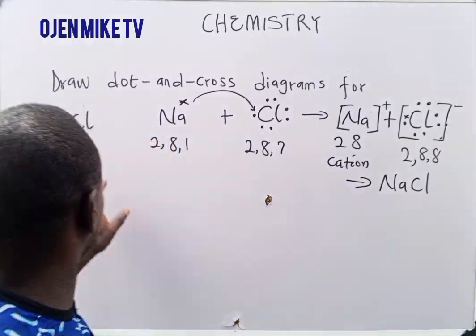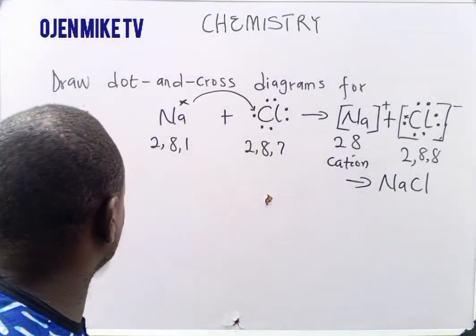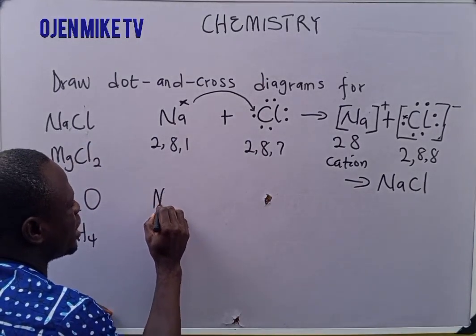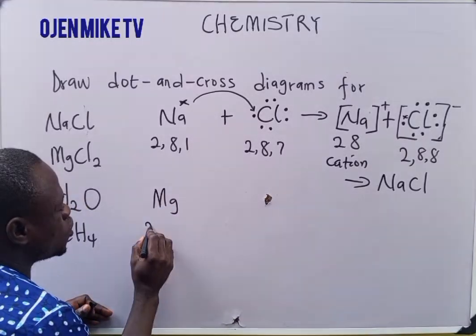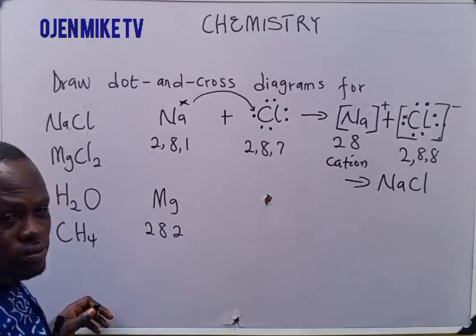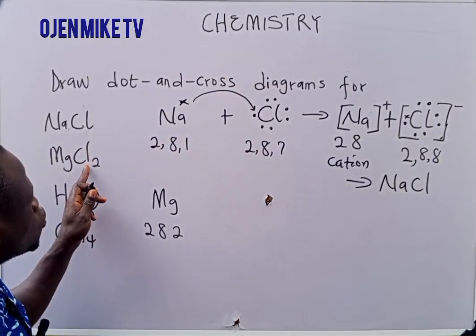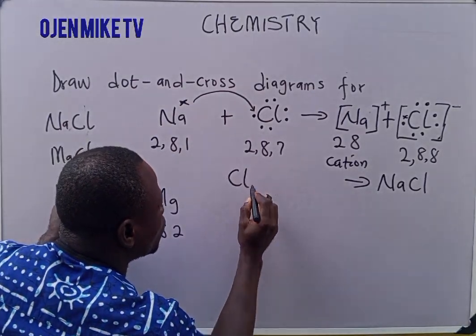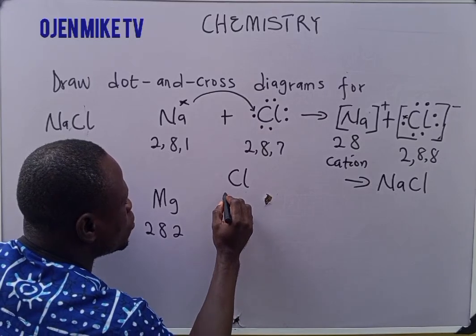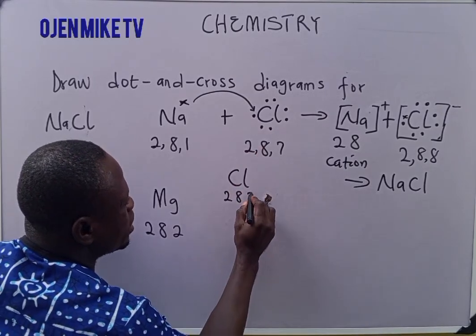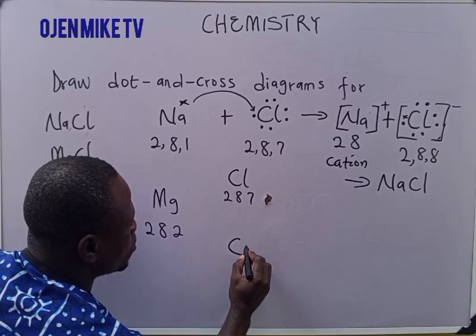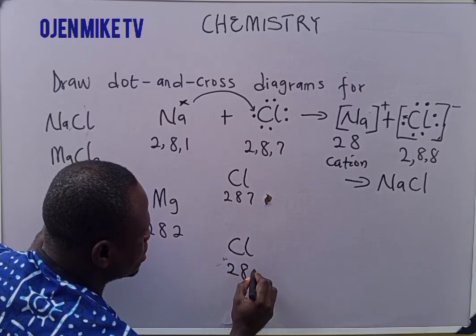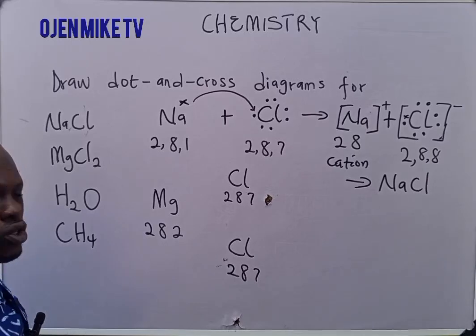All right. Now let's look at the one of magnesium chloride. If you look at the electronic configuration of magnesium, Mg, Mg is 2, 8, 2. And we now have 2 chlorine. We have 1 chlorine here. 1 chlorine has 2, 8, 7. And another chlorine has 2, 8, 7. Do you get that?